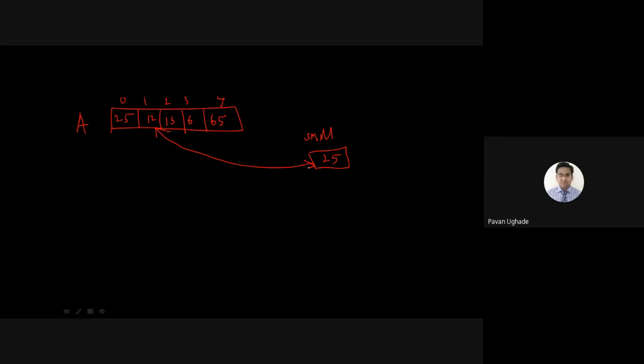So 12 is smallest. Then swap. Swap means the smallest value, this 12, should be here. So now this is 12. Now compare this 12 with the next number, 13. Whether 13 is smaller than 12?